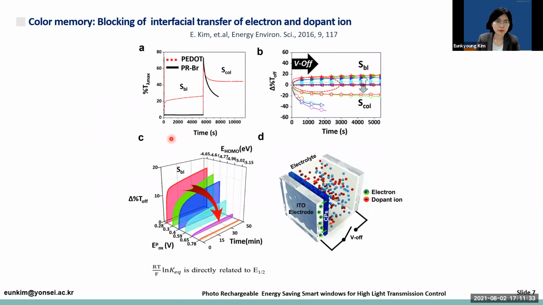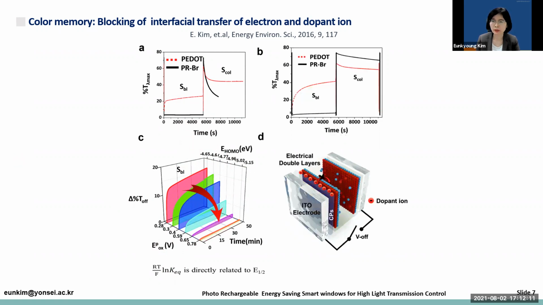The optical memory of the colored state for this product series with bromide is very stable without any transmittance change. And as we compare here over the series of polymers having different HOMO energy levels, these transmittance changes at voltage off state are highly dependent on their HOMO energy or oxidation potential. Namely, the high HOMO polymers have a large change in transmittance. So in this way, we can control this optical memory at the colored state.